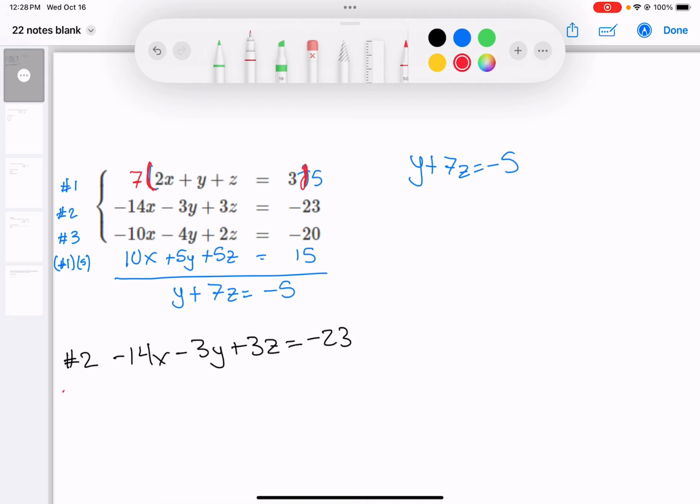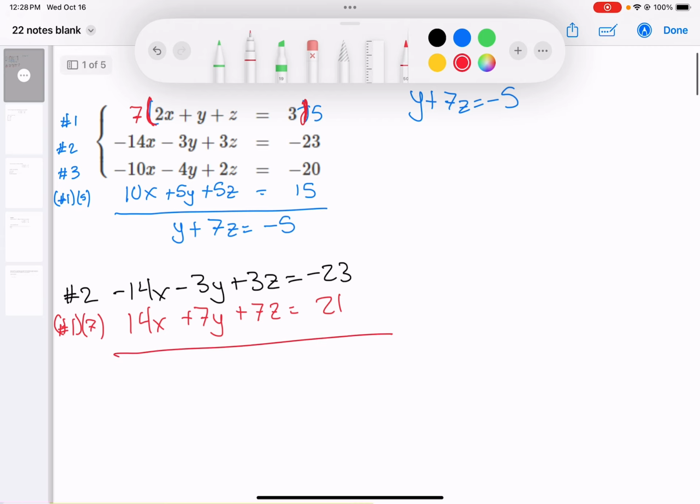So I'm going to distribute that 7. So this one is just number 1. And once again, I'm timesing, but instead of timesing by 5 this time, I'm timesing it by 7. So it's going to give me a 14x, and then plus 7y plus 7z. And that's going to equal 21. I can combine those. That's going to give me a 4y plus 10z equals a negative 2.